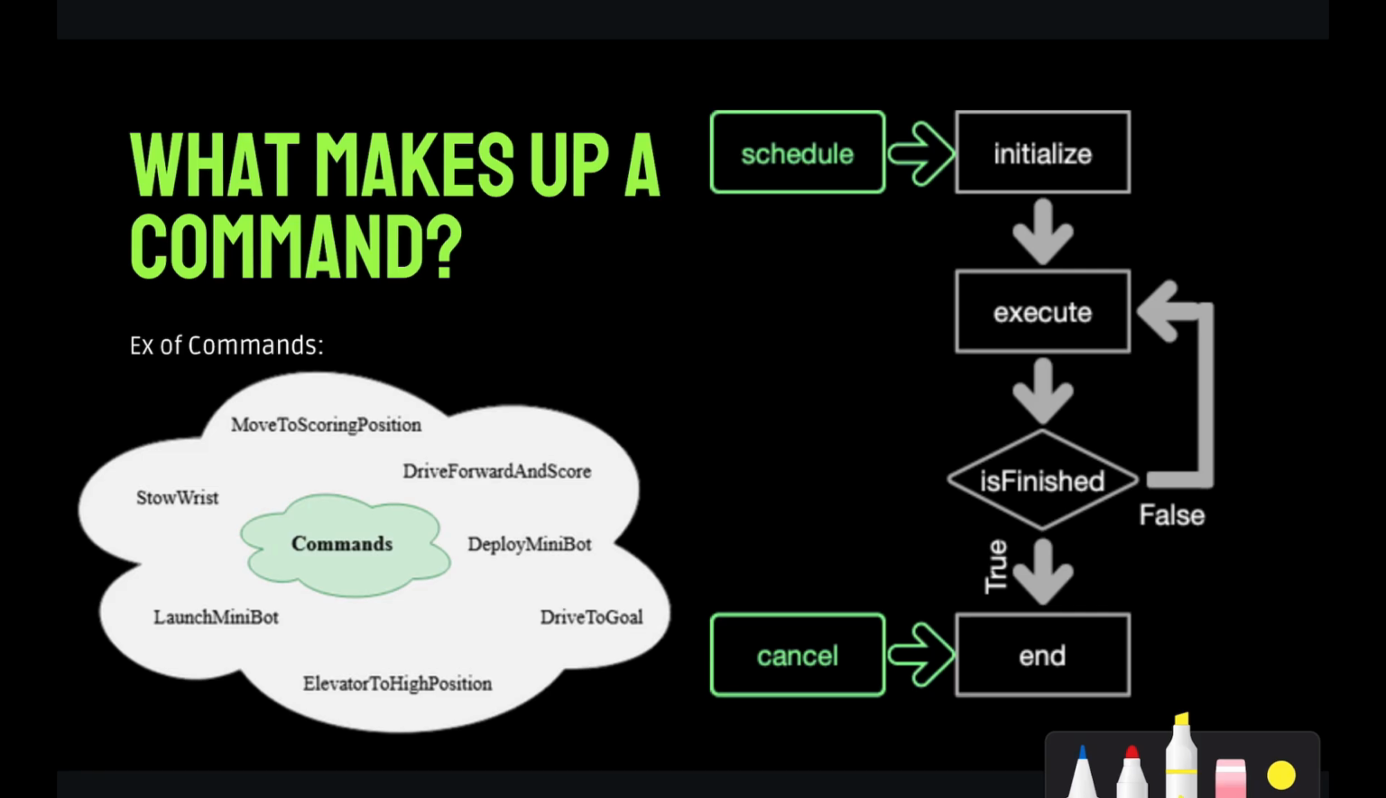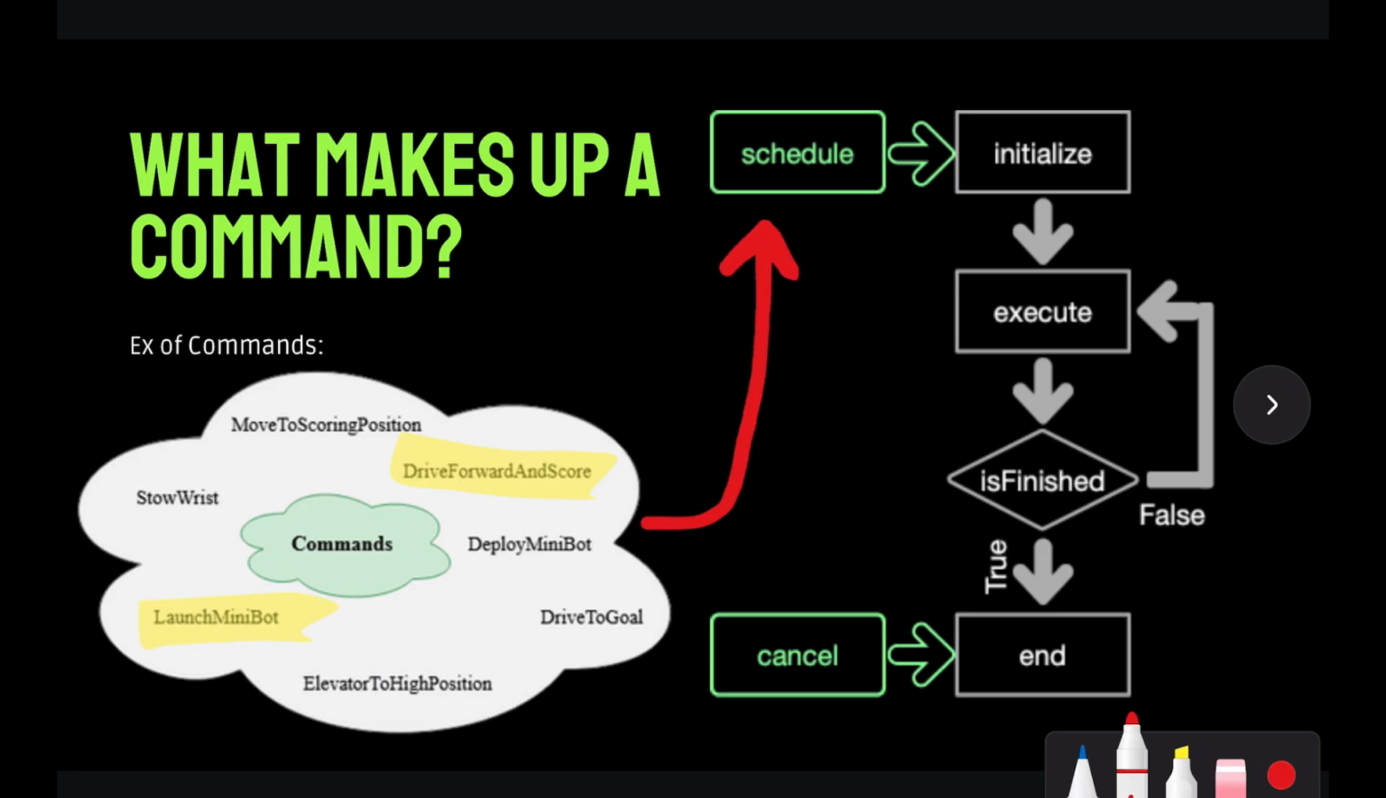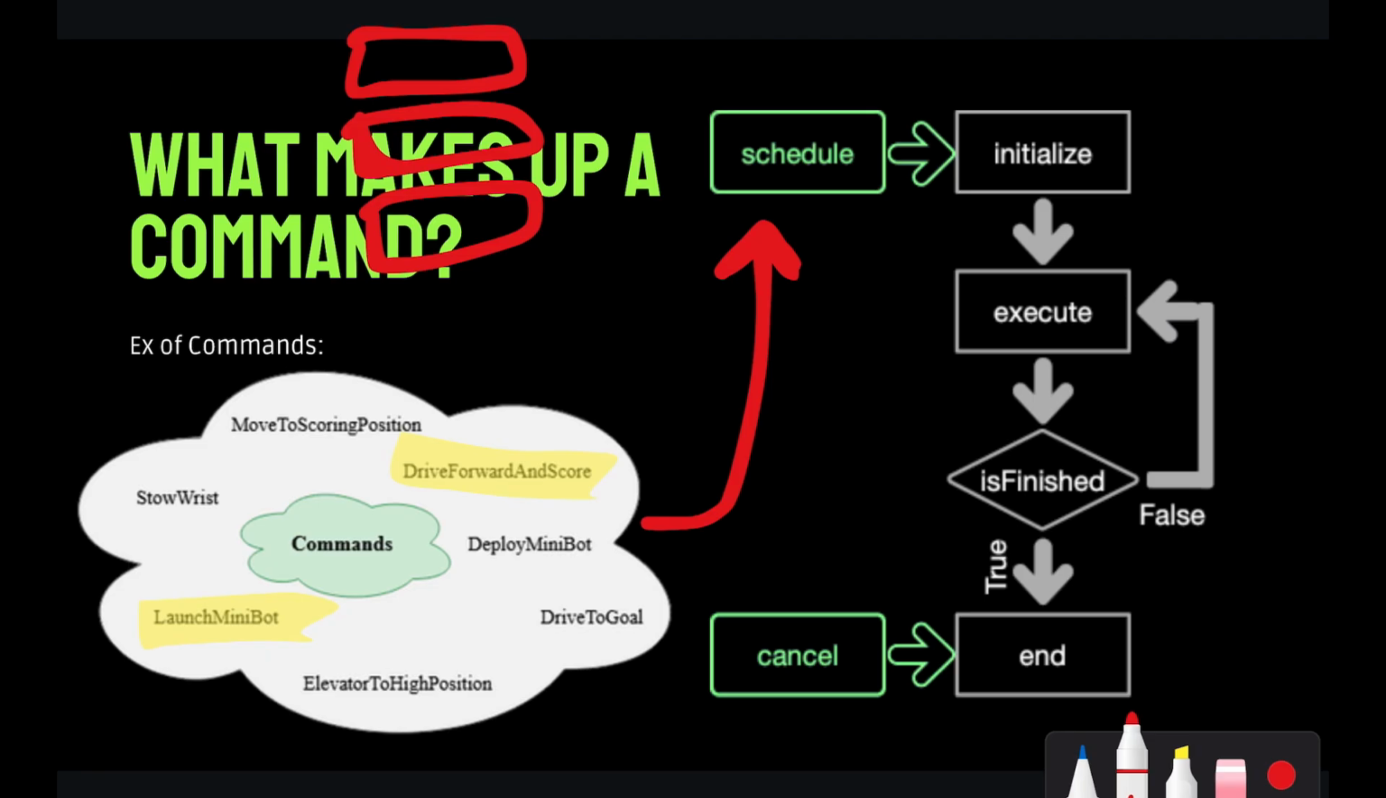So what makes up a command? Well, examples of a command would be drive forward, or launch minibot, maybe grab game piece. Instructions, something you would actually tell someone what to do, and they would do it. When you call it, it's going to be sent to our scheduler, and there could be multiple commands on the scheduler. Maybe you have command 1 on your scheduler, and then command 2, and they're all in this big queue, and the robot would execute them one by one, right?